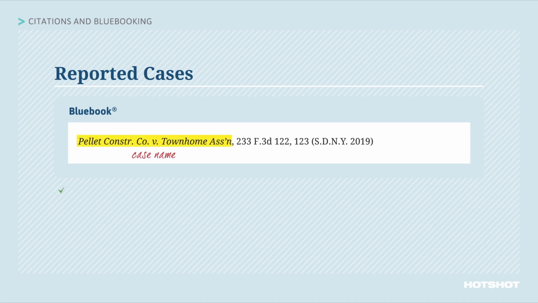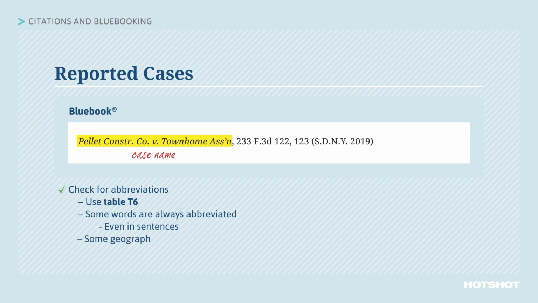In the case name, check for abbreviations. Table T6 lists the words that should be abbreviated in the cite. There's also a short list of words that are always abbreviated, even when you discuss the case in a sentence, like co for company. Geographic terms also get abbreviated in case names. Check table T10.1. State abbreviations aren't the usual ones. For example, Florida is FLA, not FL. And just to keep you on your toes, Alaska is written out in full.